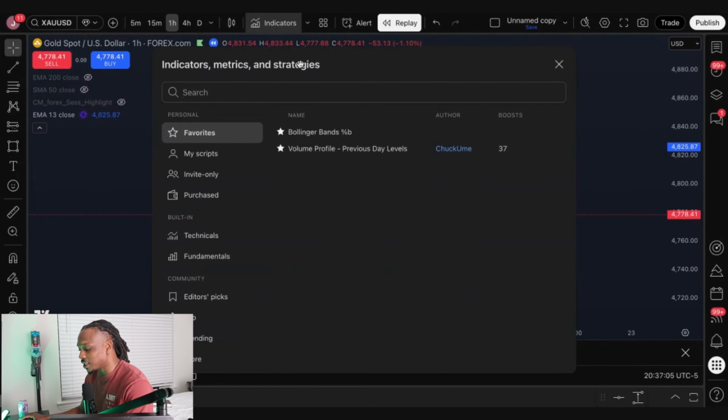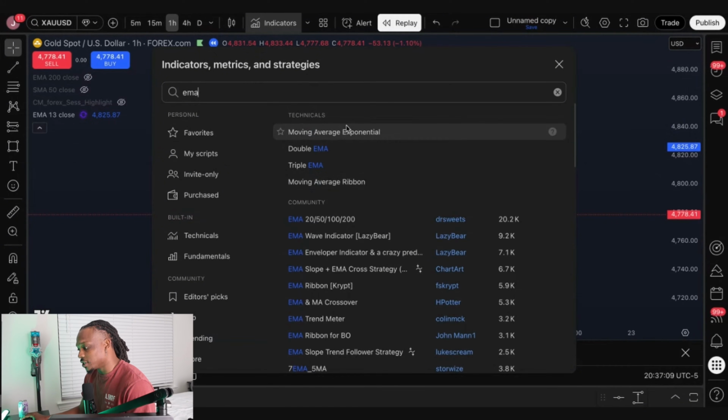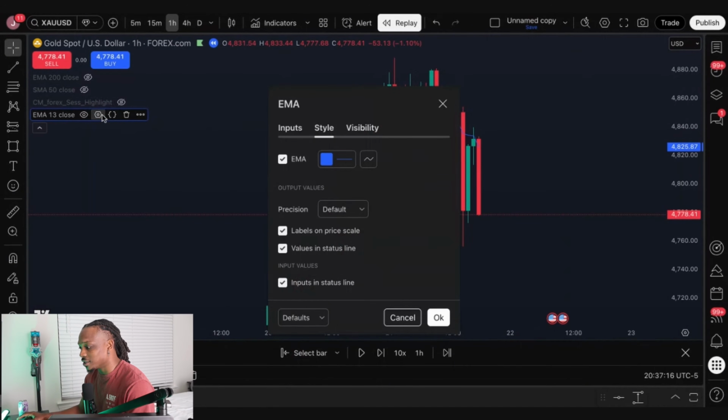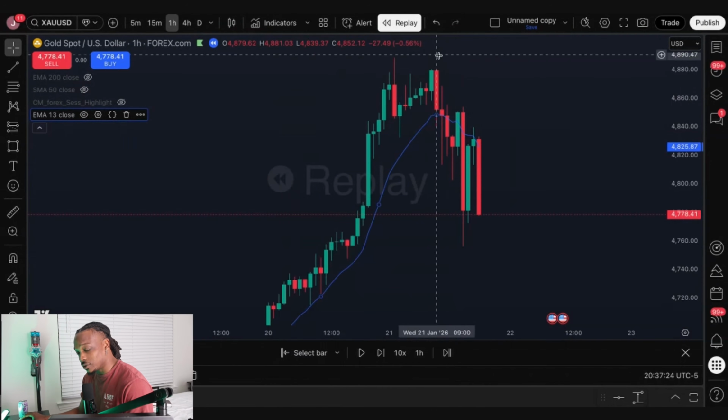Okay, so if you go to indicators and go to EMA, moving average exponential, this is TradingView that I'm using. You want to add this to your chart. Okay, and then once you go to settings, you want to color code it whatever you like. I like mine blue, and the inputs are going to be 13. Okay, so this is going to be very critical.